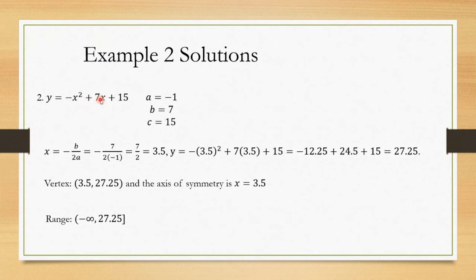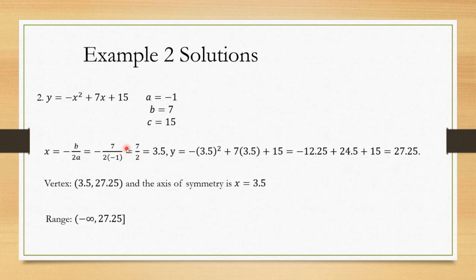Now here we have this example. So here we have a is -1, b is 7, c is 15. So from here, what do we get next? Well, we want to get the vertex. So we have minus b over 2 times a, as you can see. And then from here, we have -7 over 2 times -1. Again, we have b is 7, a is -1. So we get 7 over 2.